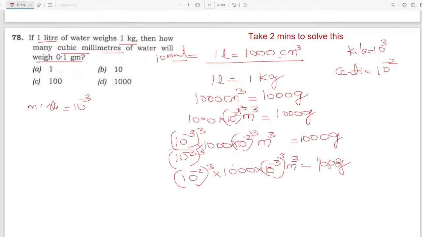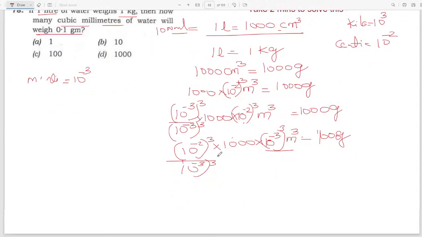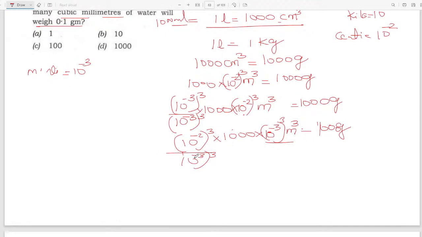So this is 1000 grams. And on this side, I have numerator 10 raised to minus 3, whole cube. So this would be millimeter cube, cubic millimeters. So what I'll do is I'll solve for this. This is 10 raised to minus 3 to the power of 3, and 10 raised to minus 2 to the power of 3. So if minus 3 goes to the numerator, this will be 10 raised to 3 plus 3.